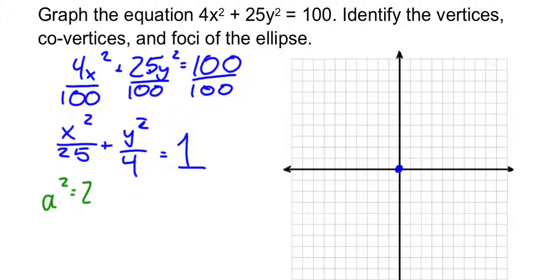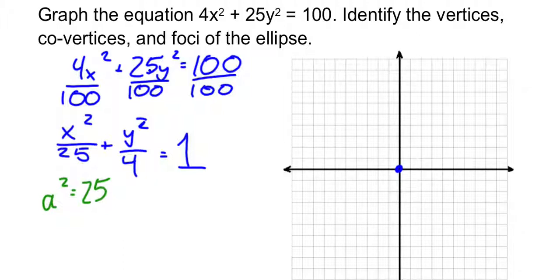Yeah. Well, we looked at two formulas. How do you know that the a squared is 25? It's bigger than 4. Right? And the a value represents what? The major axis. Yeah, it's the major axis, so it's going to be larger.